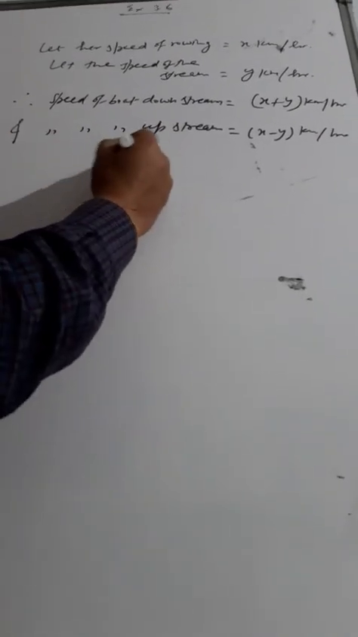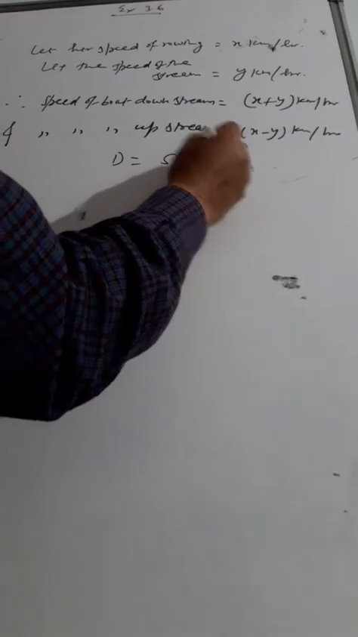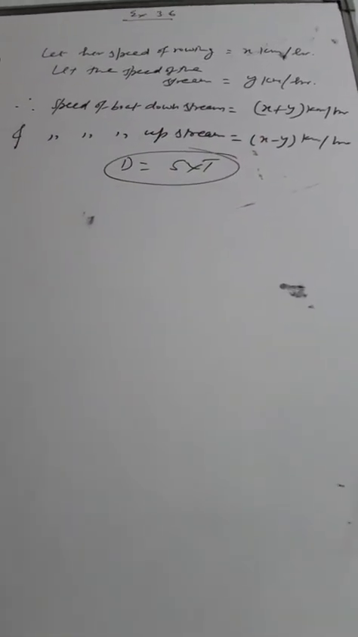The answer is always unique. That is the speed of the stream. So your upstream speed will come there and downstream speed will also come there. And after that, do not miss the key idea that I have already focused on. Distance is always equal to speed into time.